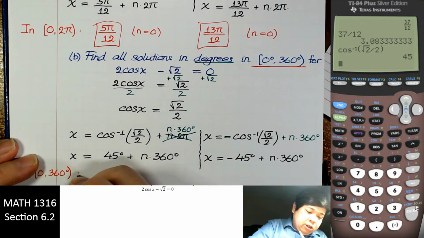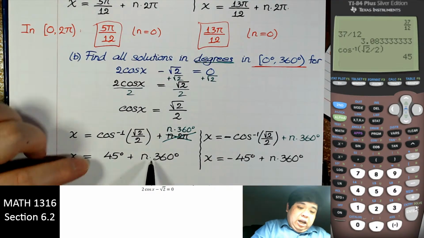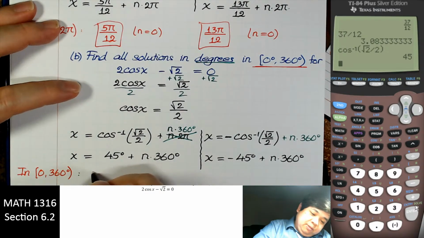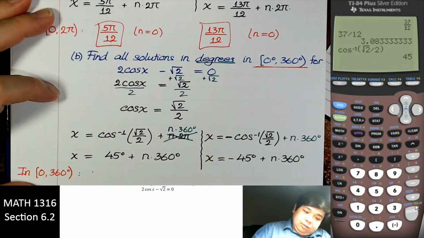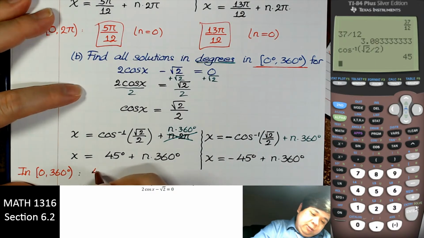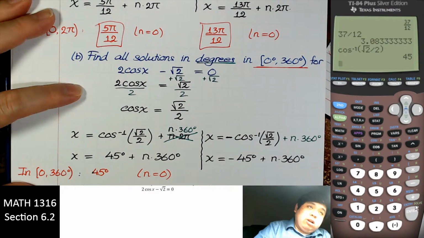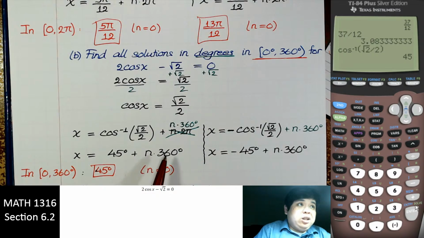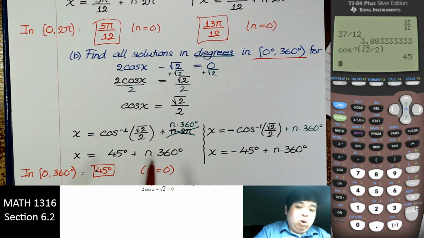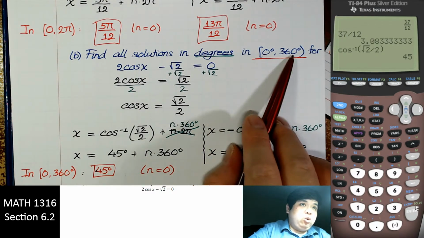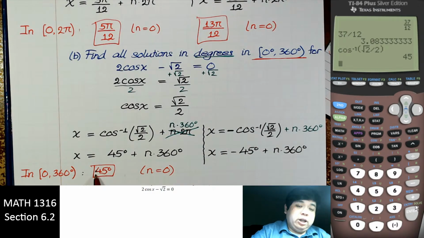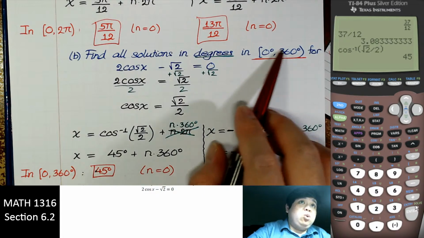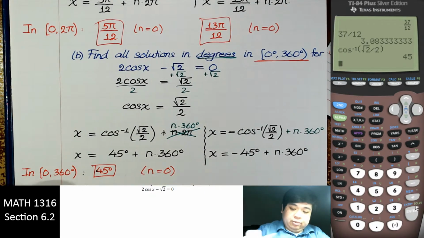Now this one is simple. We just say 45 degrees, when n equal to 0. That easy. We have one solution. If we choose n equal to 1, 360 plus 45 will not be between 0 and 360. So we only have one solution here. If we subtract 360, it's not going to be between 0 and 360 either. So only one value for n.